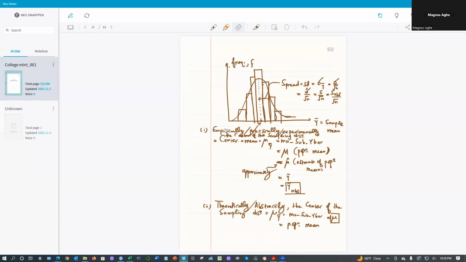But practically, empirically, experimentally, my center is not mu. The center is nothing but y bar observed. See? This is what you are expecting, and this is what you got.